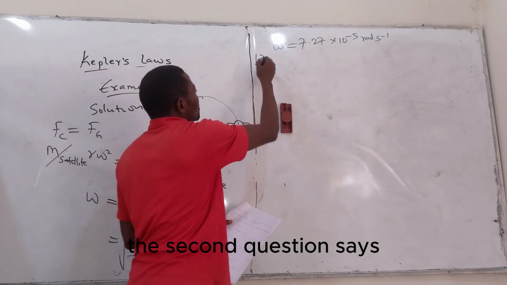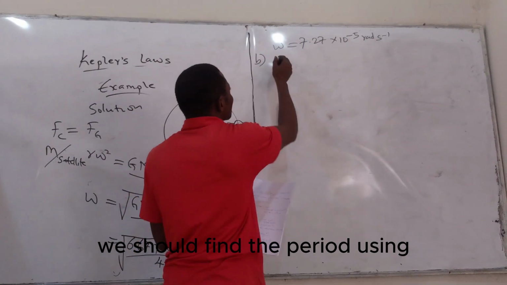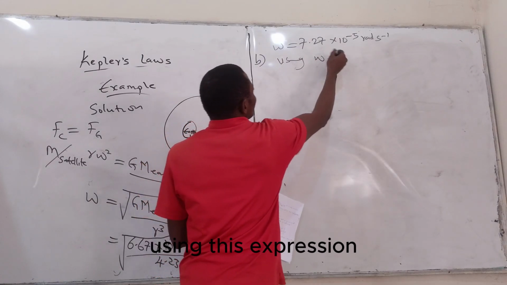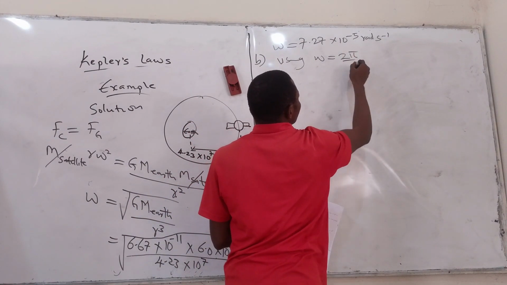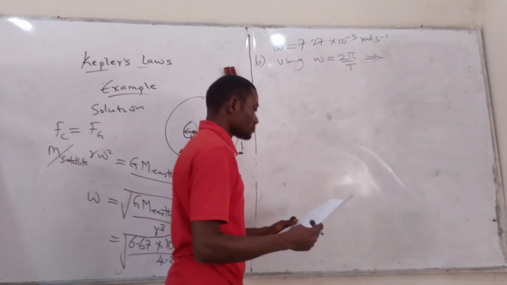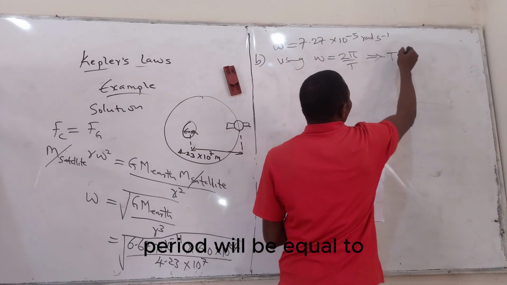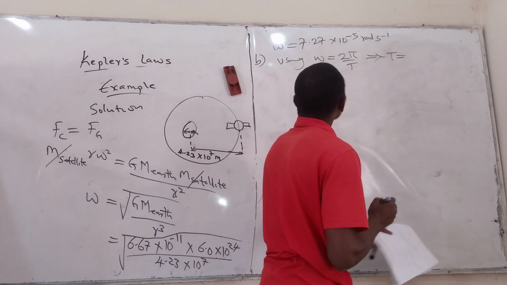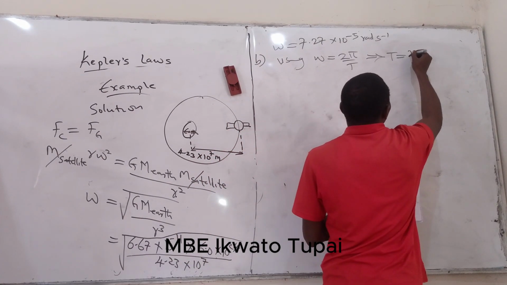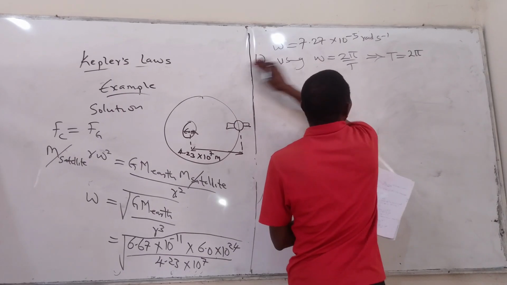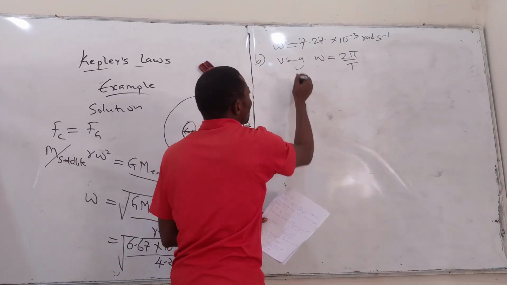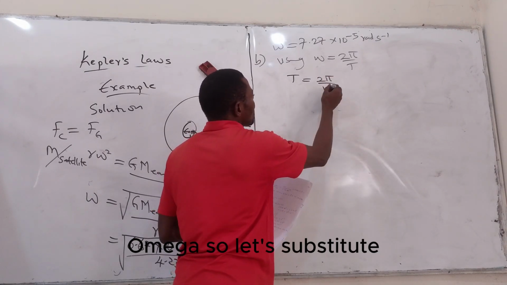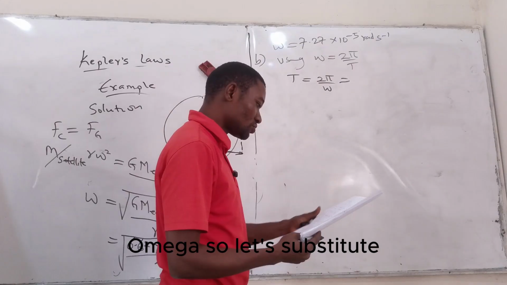The second question says we should find the period. Using this expression from here, period will be equal to 2 pi over omega. So let's substitute.